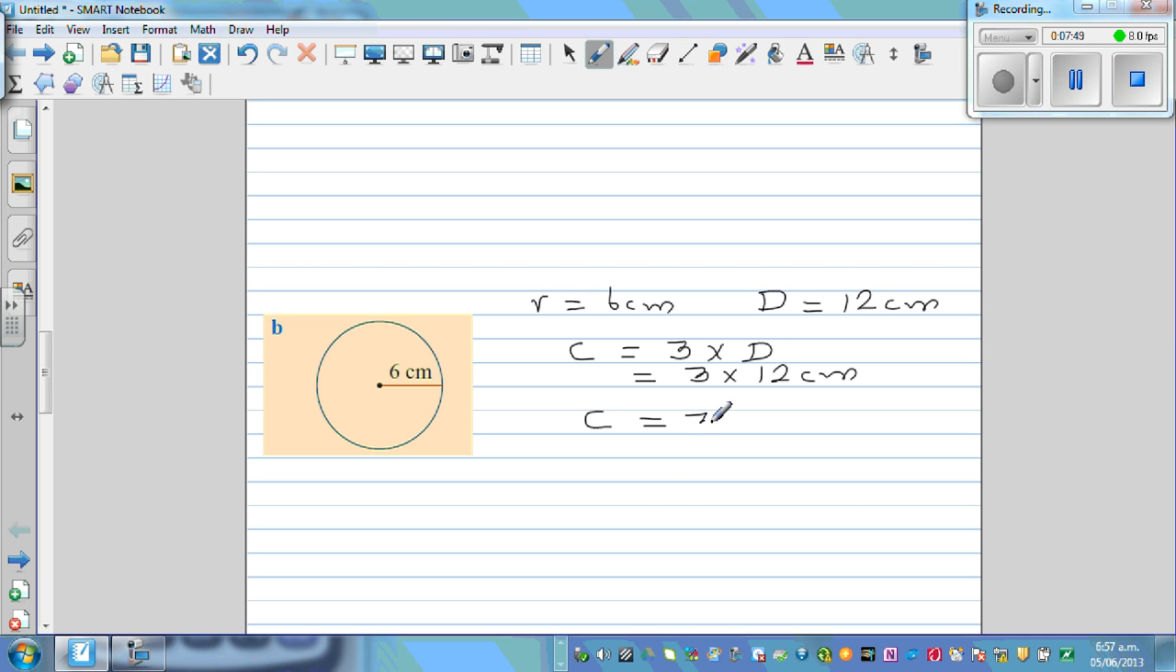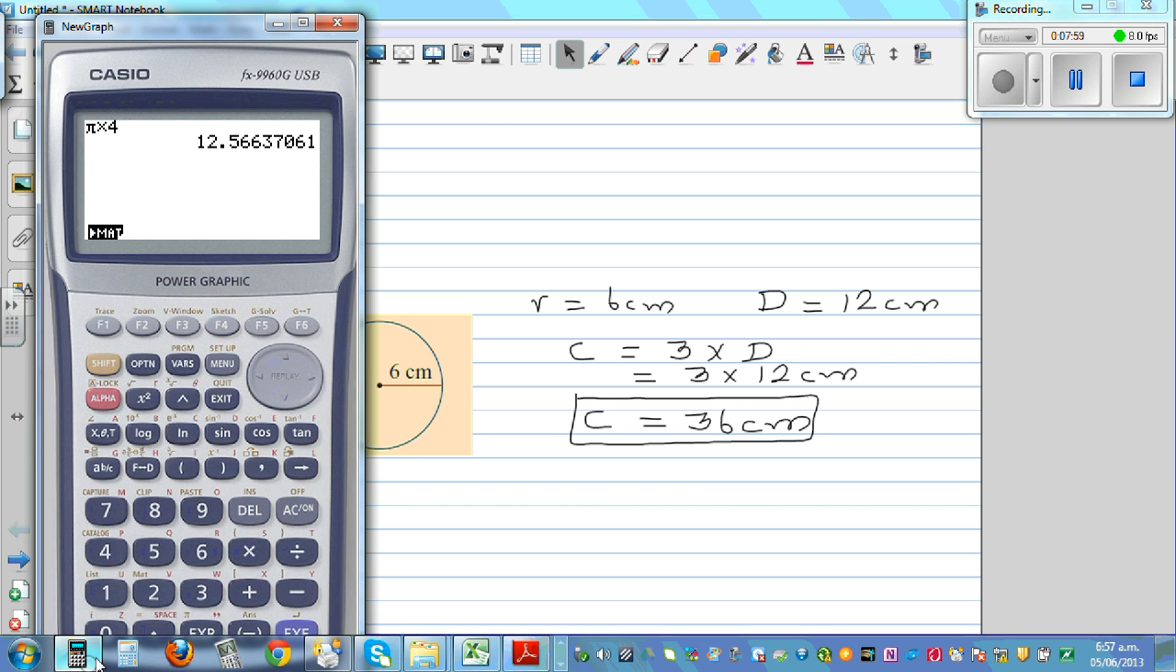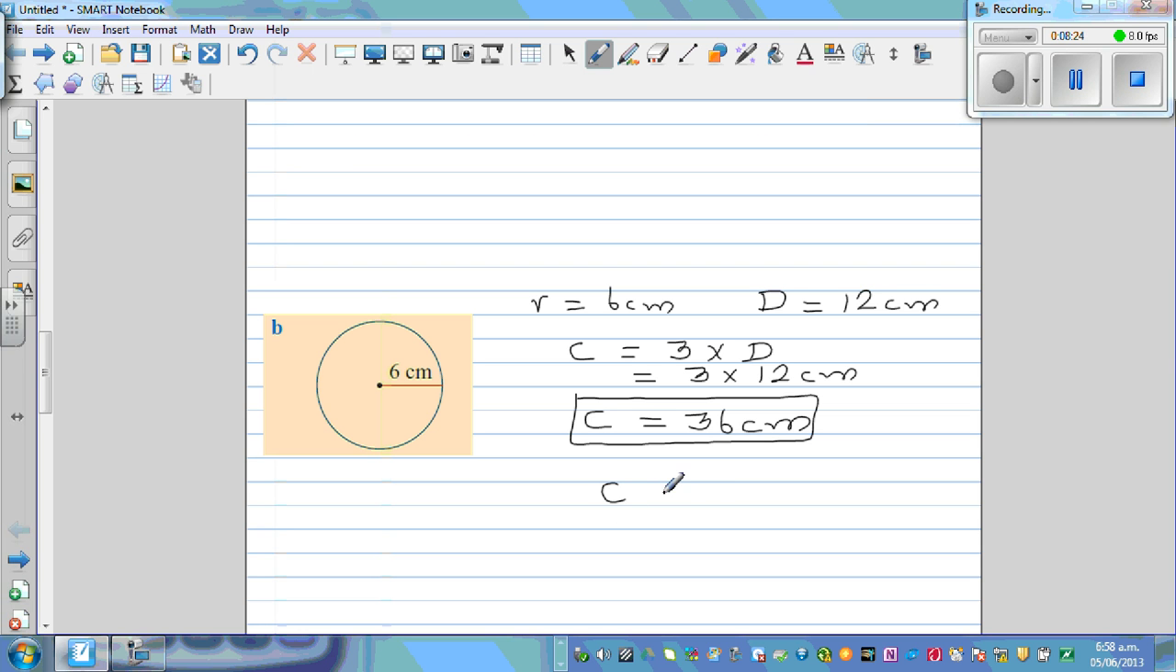If you don't have a calculator, this is a good approximation. But if you want to round it to 2 decimal places, we need a calculator. So you go shift pi times 12 and you want to round it to 2 dp. So this is 37.699. Don't look at the numbers after the third decimal place. So if you want to round it to 2 decimal places, you write 37.70. You have to write the 0 because you're rounding it to 2 decimal places.